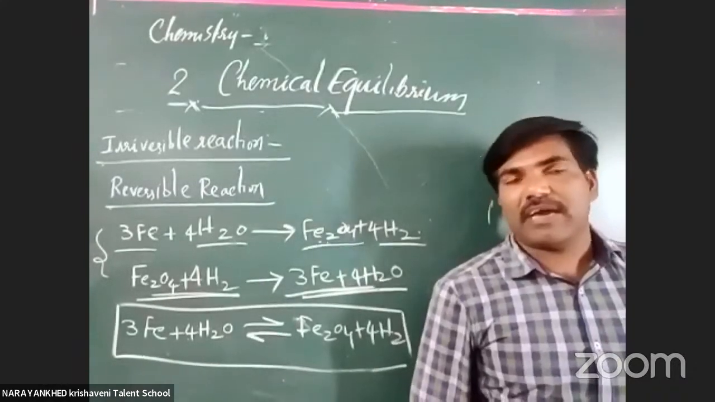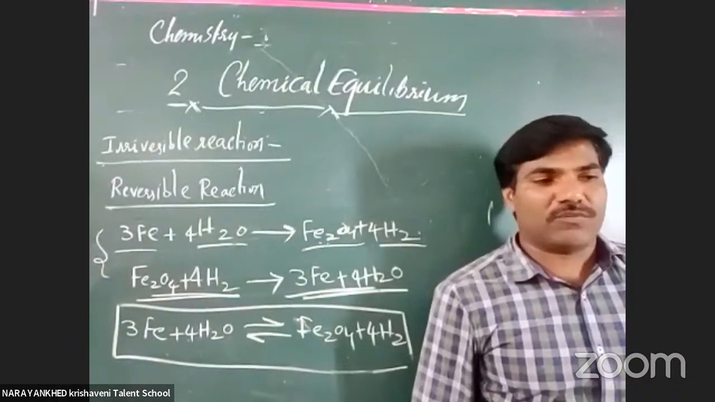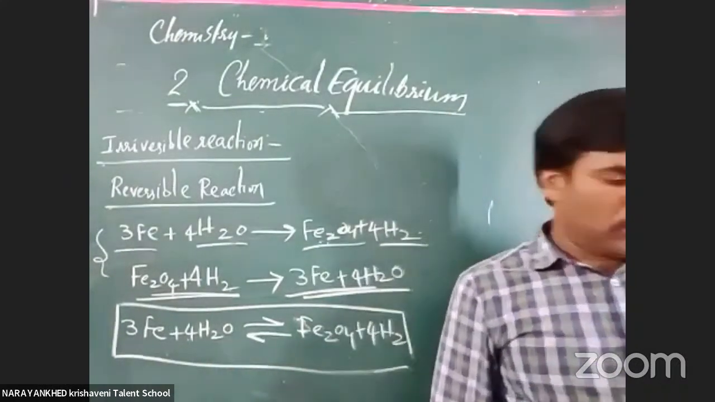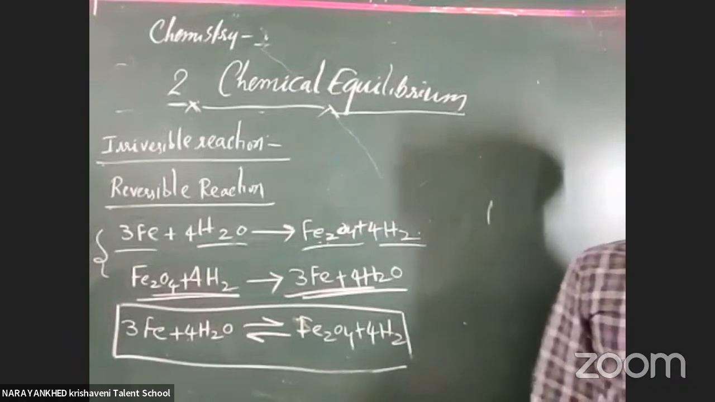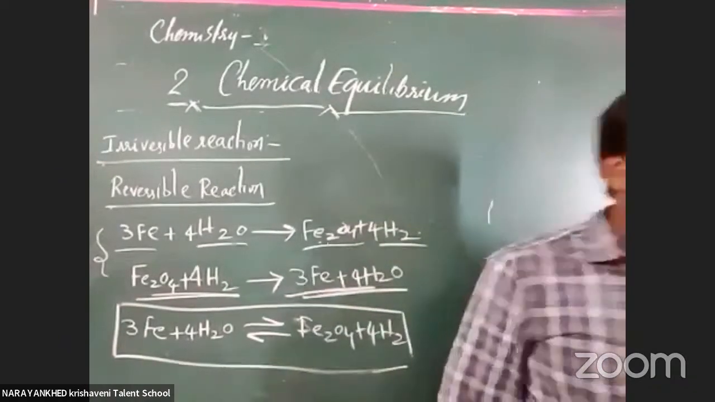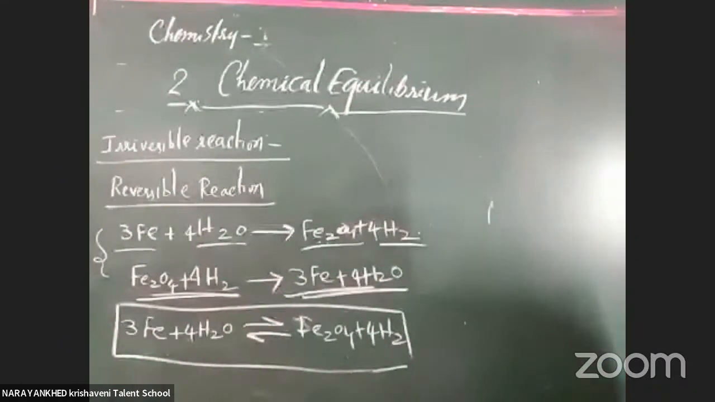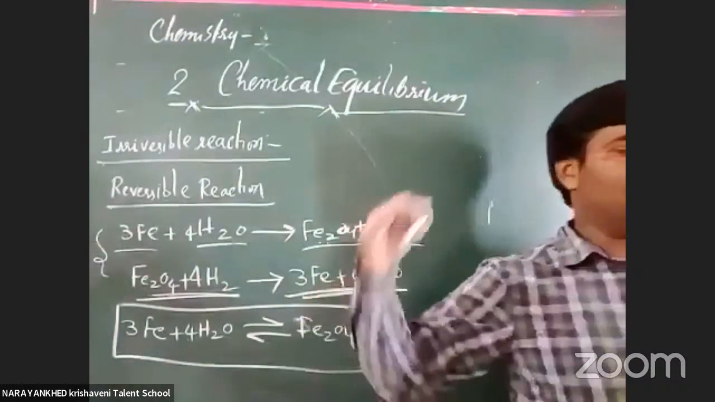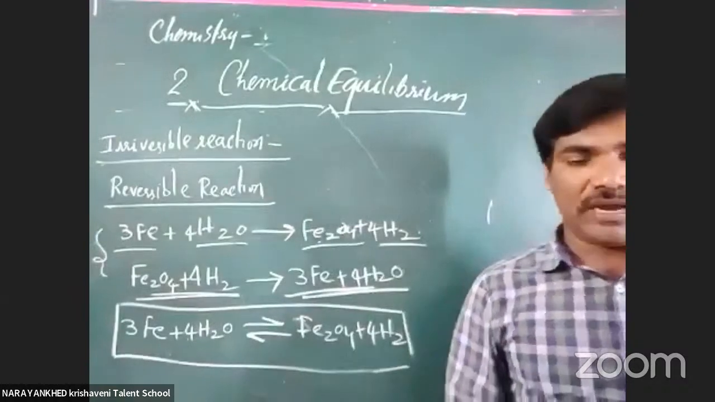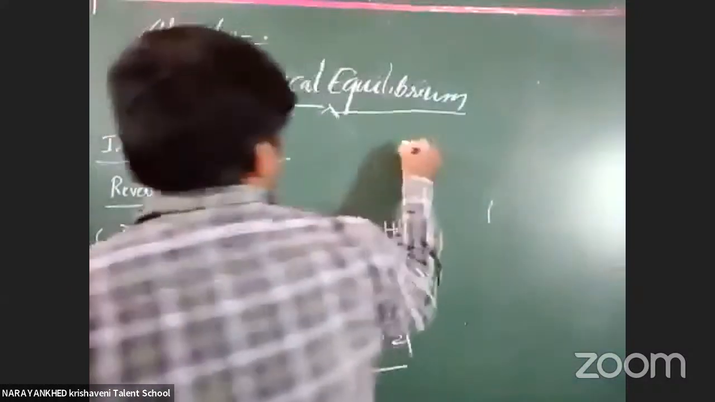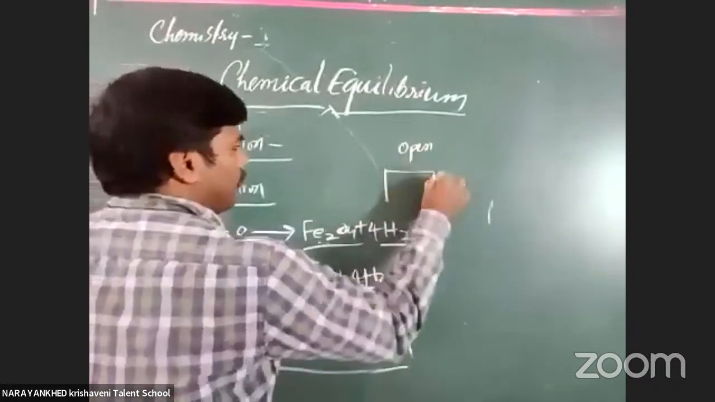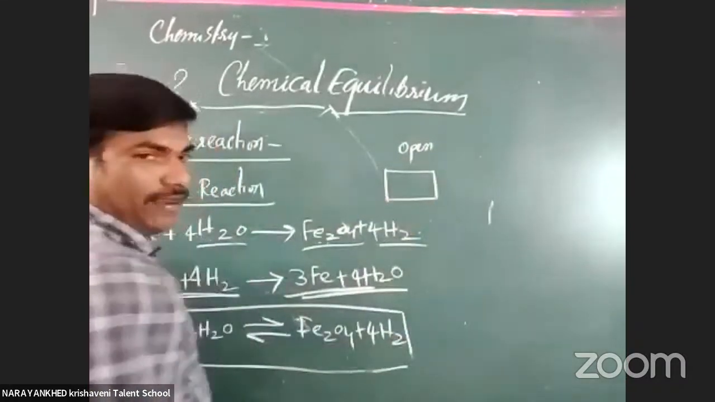These reversible reactions occur in open systems. Got it or not? How many types of systems are there in chemistry? You know, there is the open system, closed system, and isolated system. Now, which one is called the open system? How many systems are there? Open system. Clear or not?